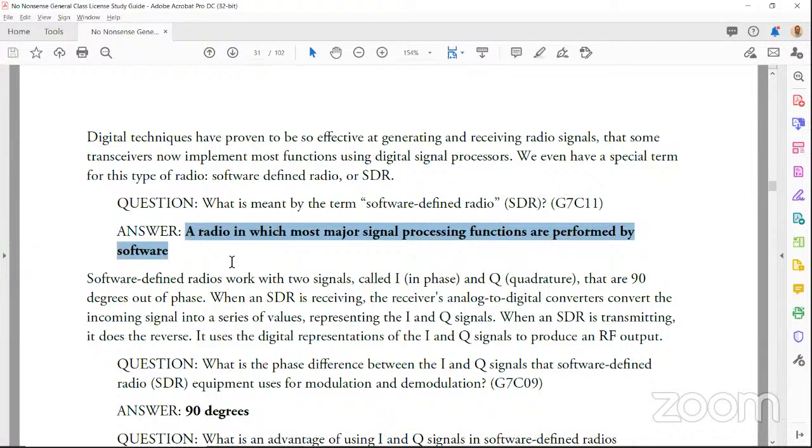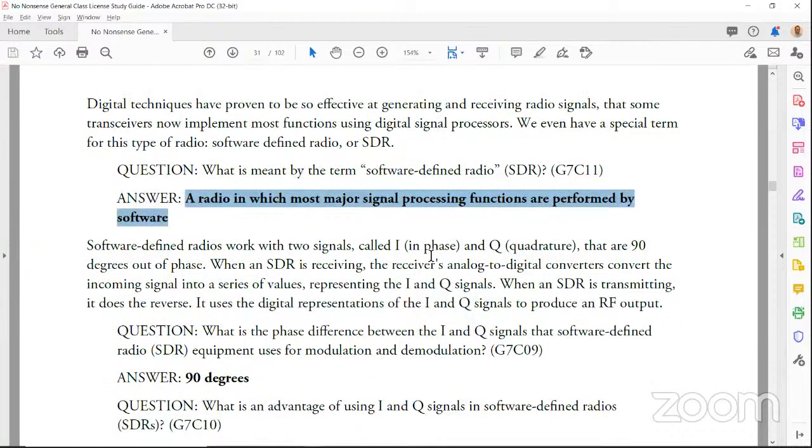That's the beauty about software-defined radio. Instead of having just hardware components alone that are doing very specific things, you have generic circuitry that can use software to process the signals in various forms and fashions. So that's the term SDR.